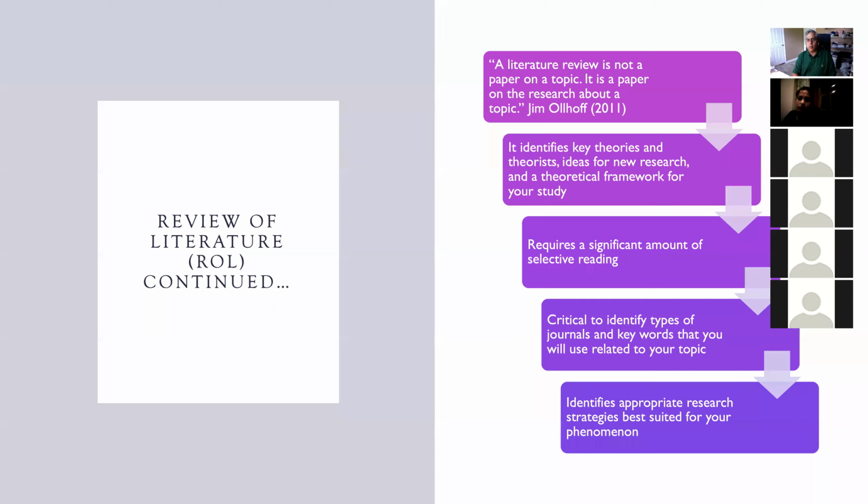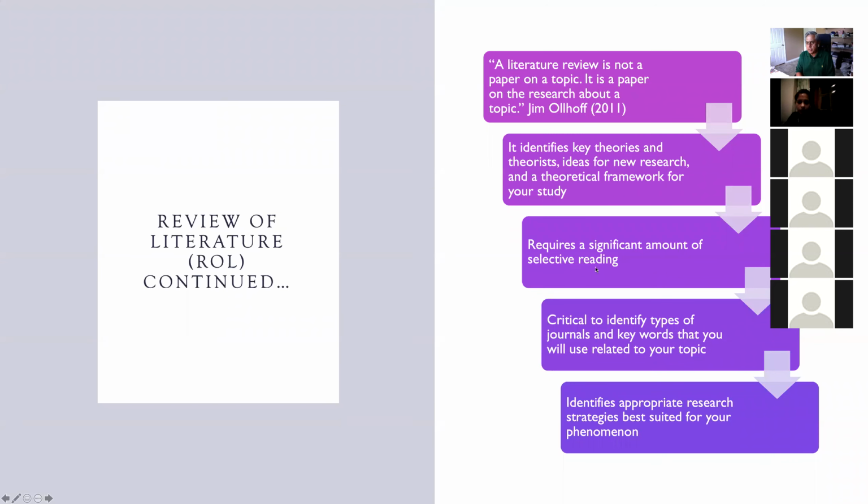Now, review of literature. I'll quickly go through these three if you have a few minutes more. A literature review is not a paper on a topic. It is a paper on the research about a topic. A lot of people think a literature review is just a paper. Yes, you're writing a paper, but what are you writing this paper about? It is a paper on the research about the topic. Okay, so follow that point. It identifies key theories and theorists, ideas for new research, and a theoretical framework for your study. Who are the authors? What are the new theories they're talking about?